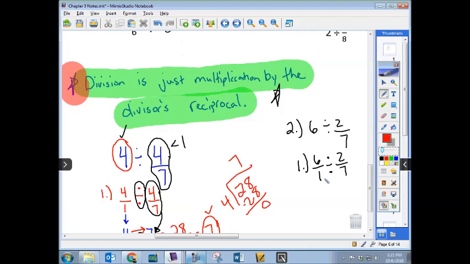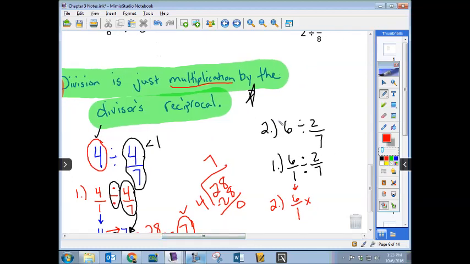Right? Now we're on step 2. This is the real meat of the whole thing here, because we're going to say division is just multiplication by the divisor's reciprocal. So the dividend is going to stay exactly the same. First number is the dividend. Division is just multiplication, so we're going to change it to a multiplication problem, and then we're going to multiply by the divisor's reciprocal. This is the divisor right here, right? So then we're going to flip it over.